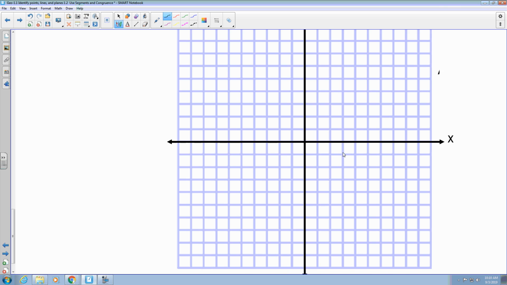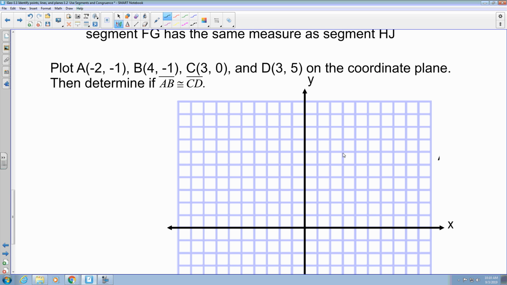So we look here. They're giving us points to look at. We have to plot them, and then they want us to determine if AB is congruent to CD. So point A is at negative 2, 1. So I go 2 to the left, 1 up. So that's where point A is. And B is at 4, negative 1. So 1, 2, 3, 4, negative 1. So that's where B is.